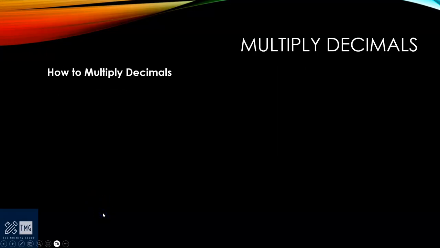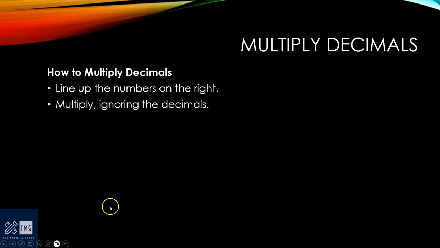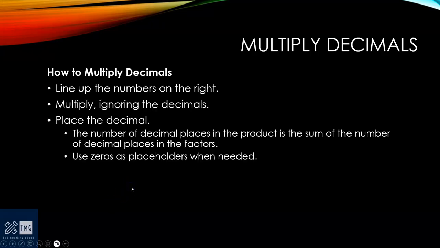So how do we do this? Well, we start by lining up the numbers and we multiply, just like a normal multiplication problem. Forget the decimals. Then we have to place the decimal. Now, the number of decimal places in the product, or in the final answer, is the sum of the number of decimal places in the factors. We'll see that in a couple of examples just here in a minute.